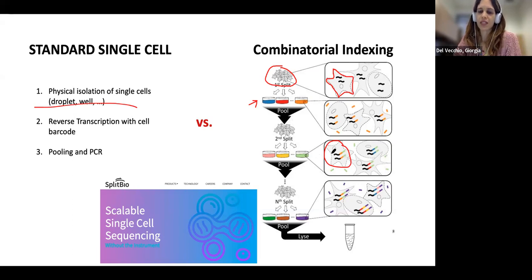Then we will group the cells again, pooling them again, and then splitting the cells again for the third round of barcoding. So what we're going to do is label the transcriptome coming from each single cell with a different combination of indices, barcodes, okay? So the assumption here is each cell will have a different combination of barcodes.